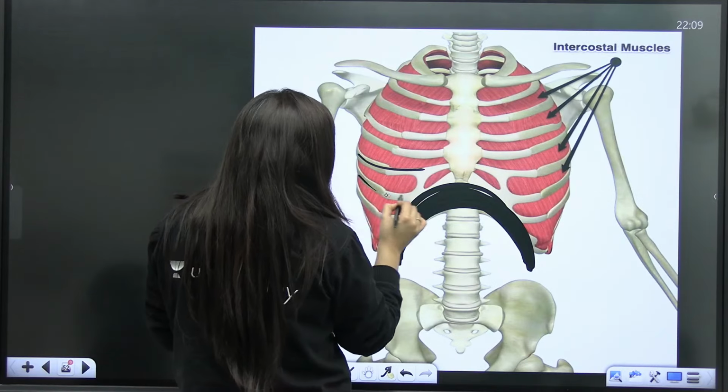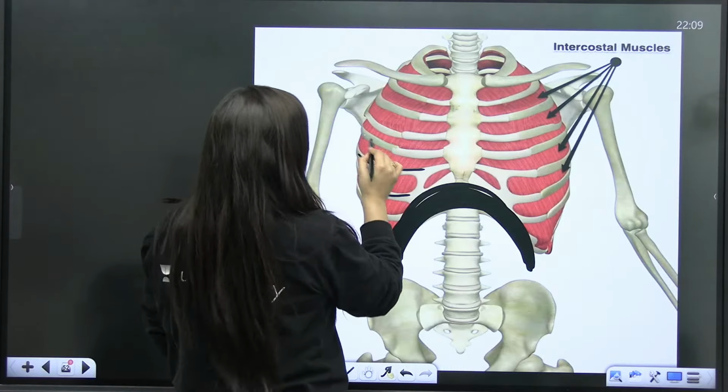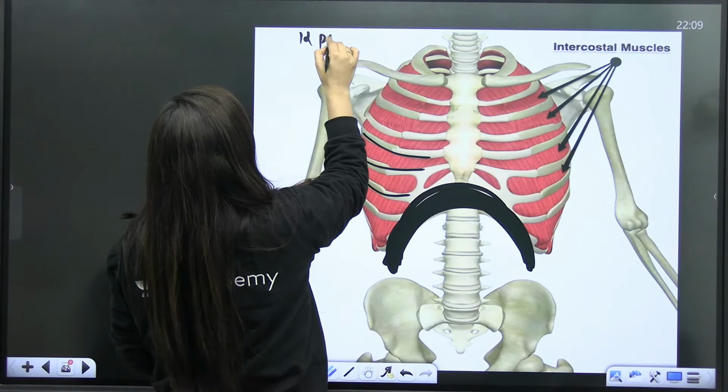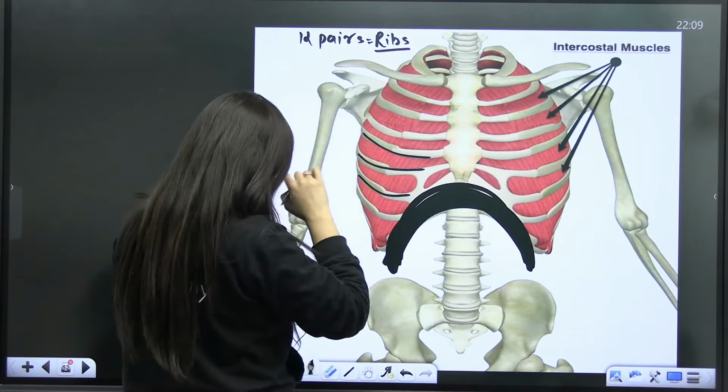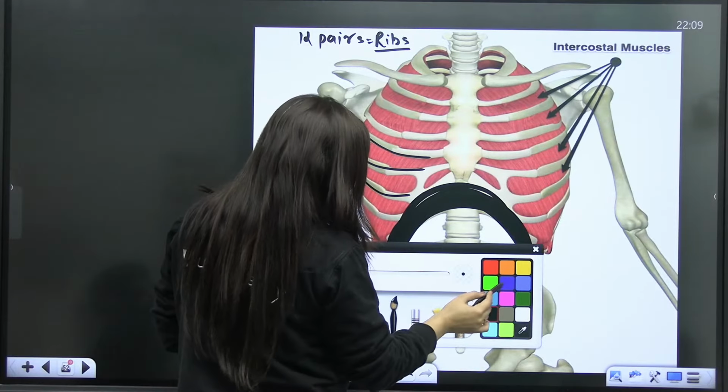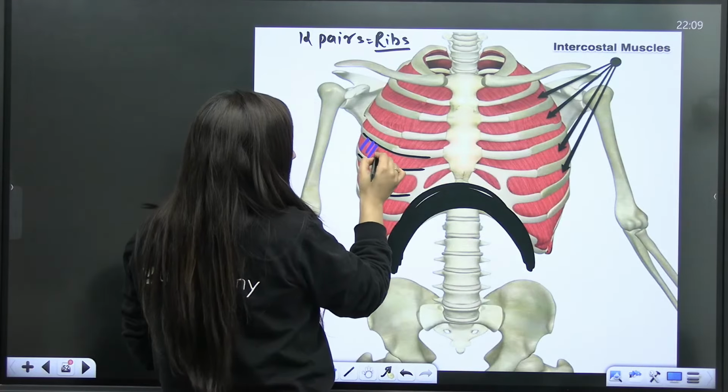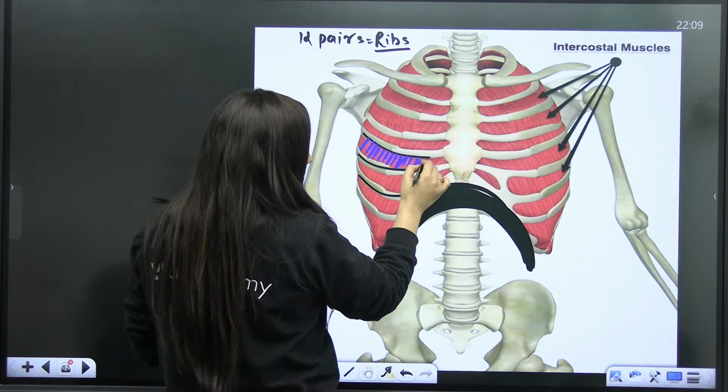Number two, these are the ribs that you have. How many pairs of ribs do we have? 12 pairs of ribs, meaning a total of 24 ribs. So you have the ribs here, and between these ribs, can you see the muscles here?